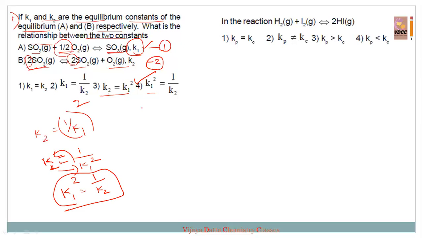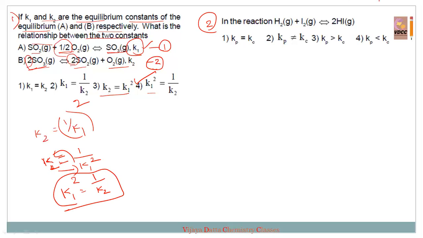Very fine. Now come to the second problem. In this reaction, H2 gas plus I2 gas gives rise to 2HI. This one I explained in my previous session. See here, you can check out the previous video. I'll give you the link in my description box.